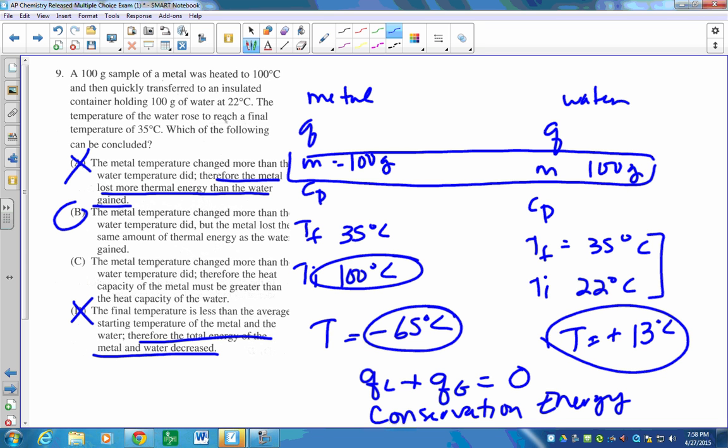And then why is C wrong? The metal temperature changed more than the water temperature. Therefore, the heat capacity of the metal must be greater. No. Remember Q lost and Q gained? This number is so much bigger than this number that in order for these two to be equal, one's positive, one's negative, so ignore the charge. Like if this is negative 310 joules, this would have to be positive 310 joules. So ignore the charge, just look at this. In order for these to be equal, they have the same mass, but 65 is so much bigger a number than 13. This is going to have to be a small number, and this is going to have to be a bigger number. And so this doesn't make sense. So the answer is B.